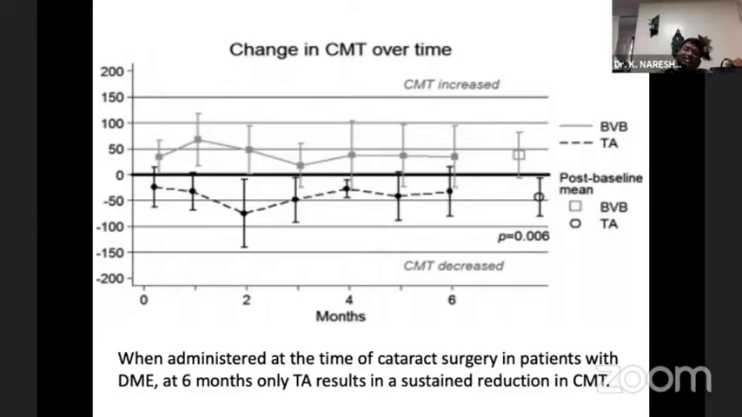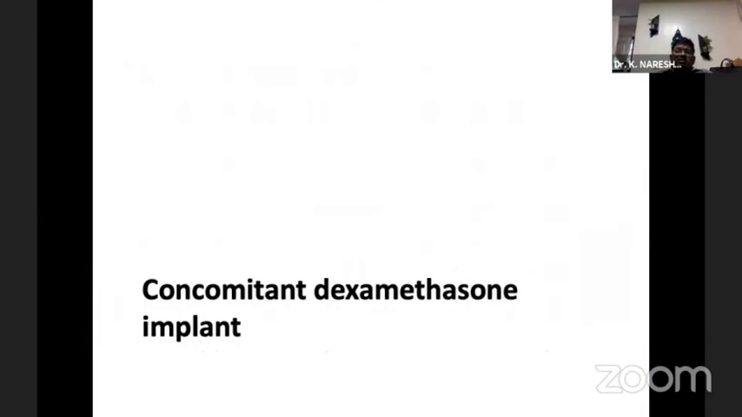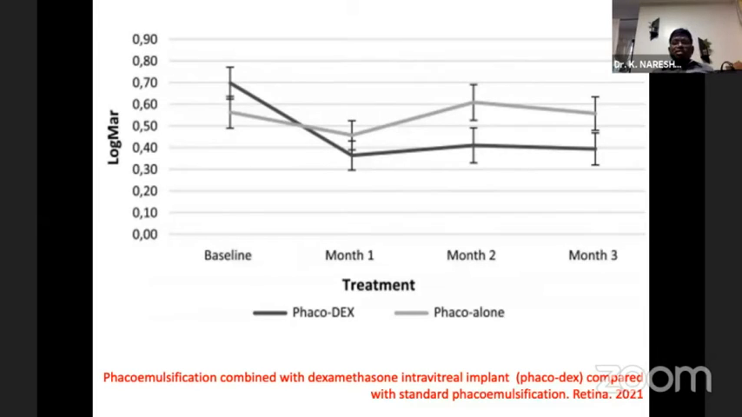So there is a sustained reduction in the central macular thickness if you are using triamcinolone acetate when you are injecting this in patients with diabetic macular edema during the time of cataract surgery. The last choice which we usually prefer is the Ozurdex, which is a depot release. When you do that concurrently, the results are quite good.